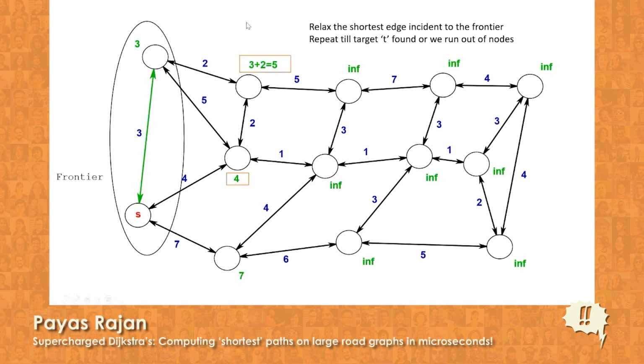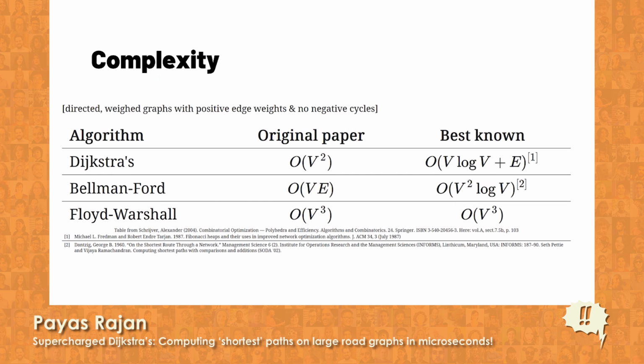For example, in this node here at the top, the label was updated to 5 from infinity because we found the shortest path from S to that node via this node, which has a total distance of 5. On the other hand, we did not update the label for 4 because the new path that we found to this vertex was actually longer than the earlier path we already knew. So we repeat this until the target T is found or we run out of nodes.